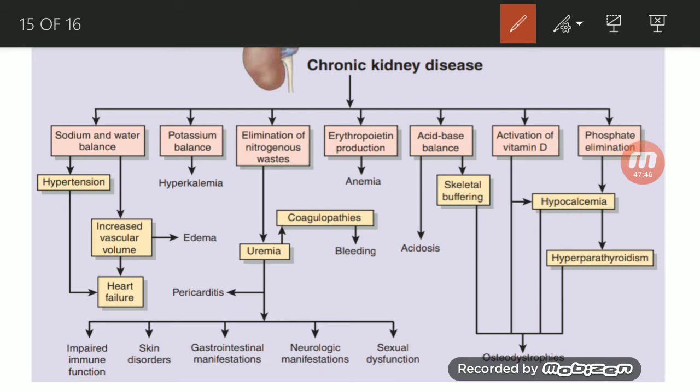First and foremost, uremia, when it is at normal conditions, can cause nausea and vomiting, as well as loss of appetite, which comes under gastrointestinal manifestations. But a greater increase in the serum urea level in your body will lead to neurological manifestations as well.